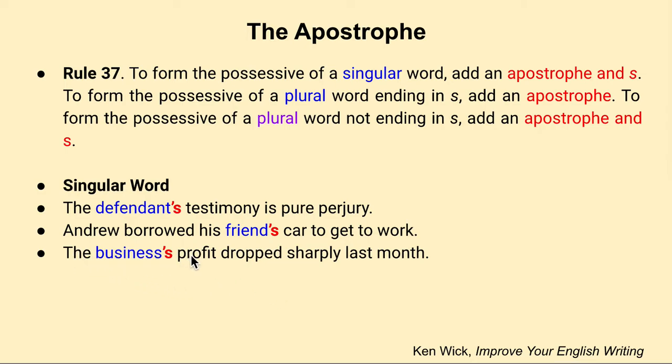The business's profit dropped sharply last month. And I include this example because it may look wrong. Most people were not too sure what to do. This business is singular, and you're forming a possessive, and people don't really like this double S apostrophe S. They may just put an apostrophe here, but the rule is, this is correct, you could have two S's apostrophe S. The business's profit, so you would put apostrophe S. Even though to some people it may look wrong, this is correct.